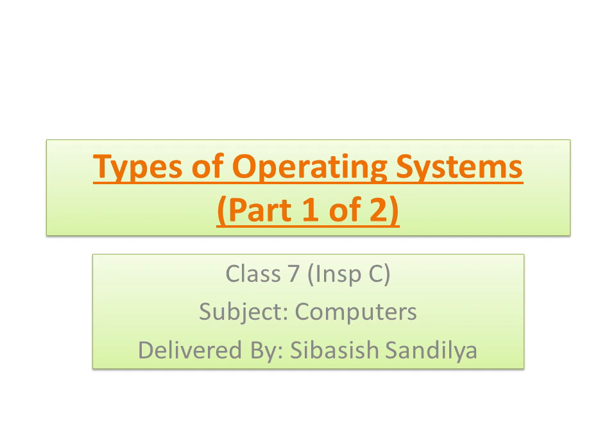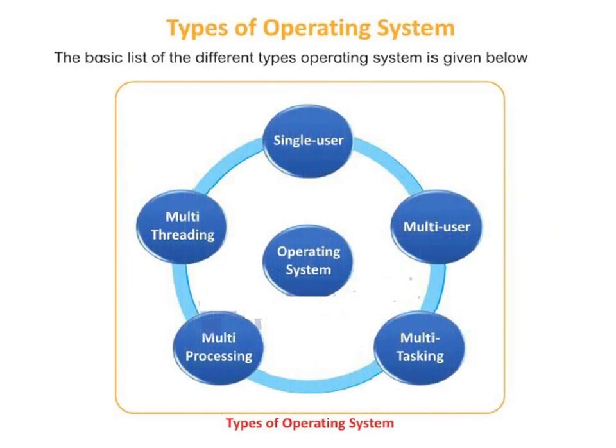Today's topic of discussion is operating systems and its types. The diagram on your screen shows the different types of operating systems that there are. There are single user operating systems, multi-user operating systems, multitasking operating systems, multiprocessing and multi-threading operating systems.